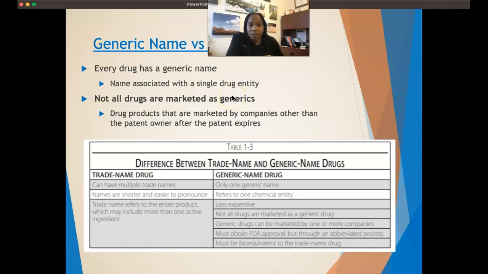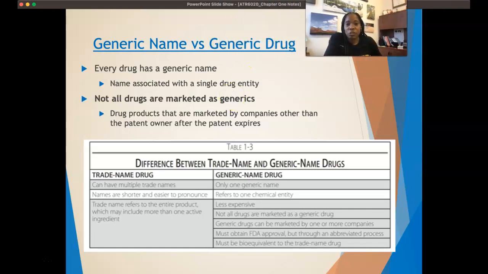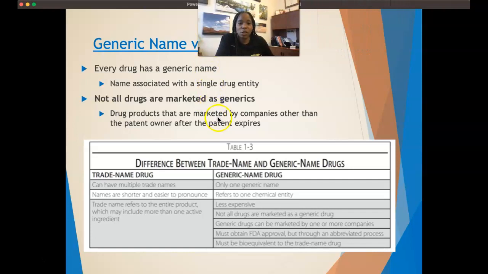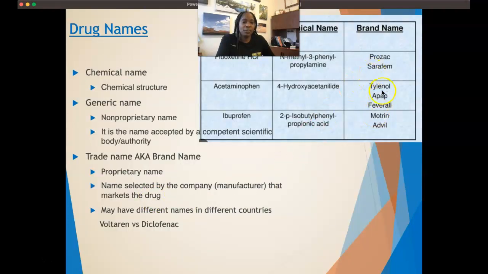But I want to be clear that a generic name and a generic drug are two different things. A generic name is a name given to a drug. A generic drug is quite the opposite, right? A generic drug is most often going to be marketed by other companies other than the patent owner. So if we look down here, we can see, okay, a trade name or a brand name drug. We can say, okay, this has multiple names. Usually the names are shorter and easier to pronounce. So I'm going to go back there. You can see they're a little bit shorter than their generic name, right?